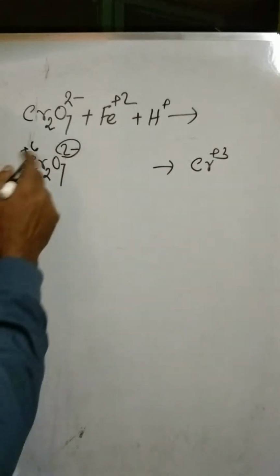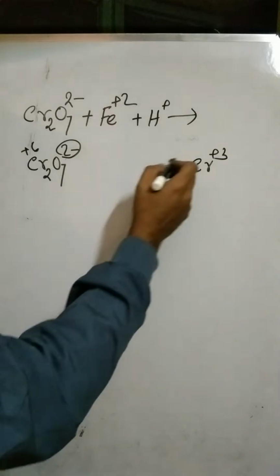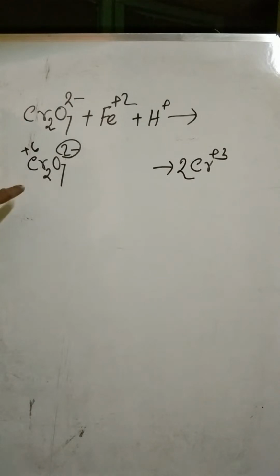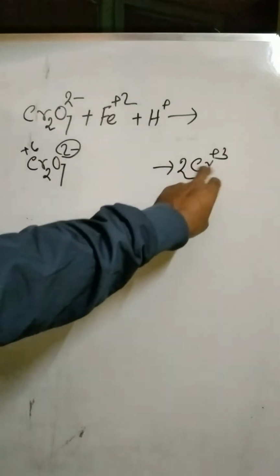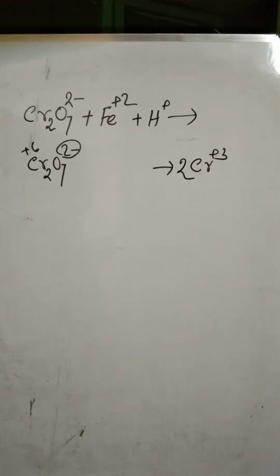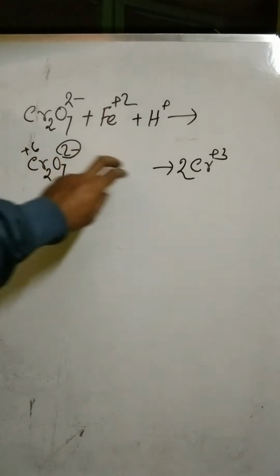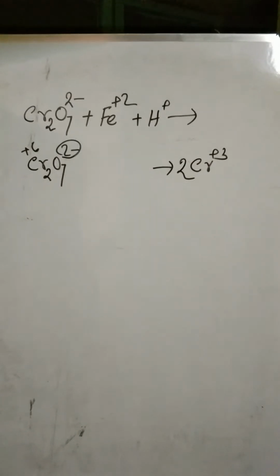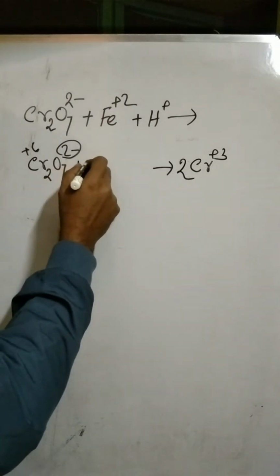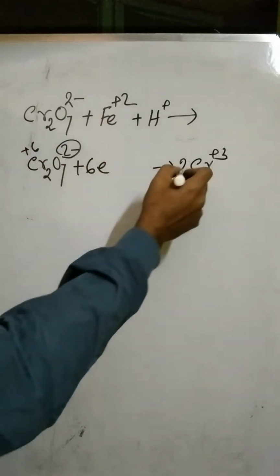Now each chromium has plus 6 oxidation state, and since 2 chromium are present here, first we multiply the Cr plus 3 ion by 2. So the overall charge for 2 chromium is plus 6 into 2, that means plus 12, and for 2 chromium plus 3 ions the total overall charge is plus 6. So the change in state of oxidation is from plus 12 to plus 6 by the addition of 6 electrons. So dichromate accepts 6 electrons to convert from plus 12 to plus 6.